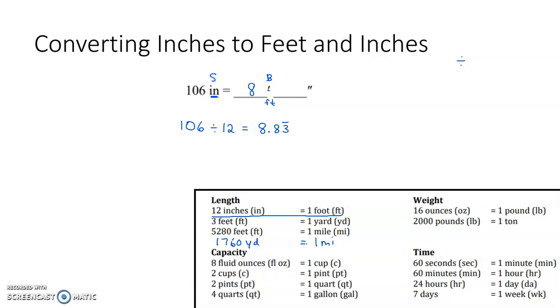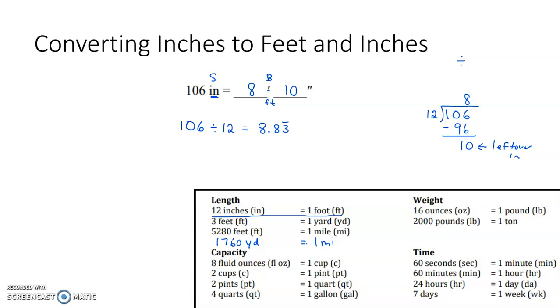So I can show this using long division because the remainder is the number of inches that we have left over. So 12 goes into 106 8 times, and 12 times 8 is 96. So we subtract 106 minus 96 to get 10, and these are our leftover inches. So we have 8 feet 10 inches from 106 inches.